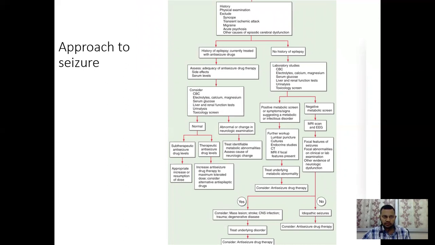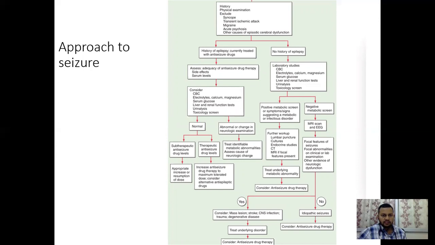How to approach the patient? If a patient presents with loss of consciousness, first we should exclude syncope, transient ischemic attack, migraine, psychosis, and other causes of episodic cerebral dysfunction. If there is a history of epilepsy and the patient is currently treated with anti-seizure drugs, assess the adequacy of anti-seizure drug therapy, side effects, and serum levels. Also consider routine investigations like CBC, electrolytes, calcium, magnesium, serum glucose, liver and renal function tests, urine analysis, and toxicology.